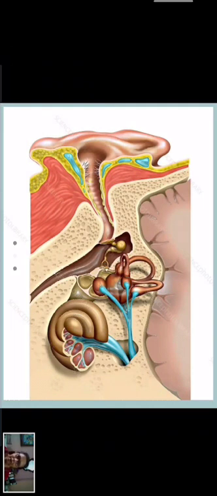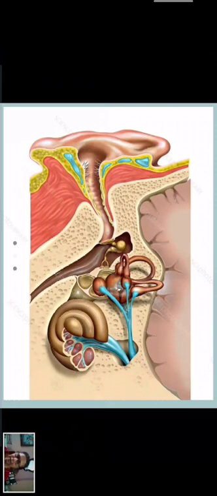Very good. What is the function of stapedius? It prevents excess movement of the stapes against the oval window. Very good.